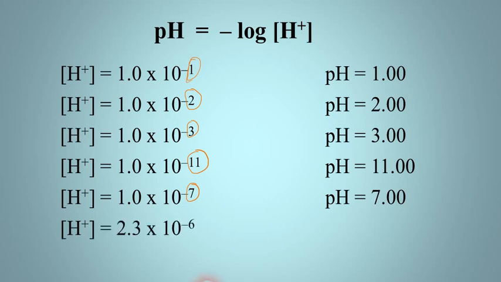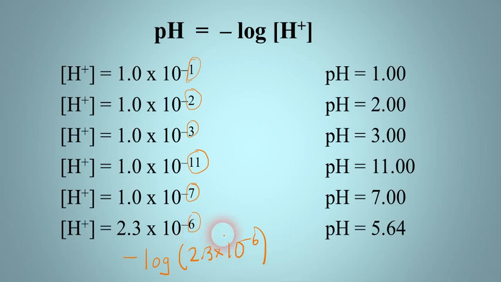If we have an H plus that is 2.3 times 10 to the negative 6th, well, we can estimate that the pH is going to be somewhere around 6, but we want to be more precise than that. So on your calculator, you would type in negative log of 2.3 times 10 to the negative 6th, or e to the negative 6, however your calculator reads that, and you should get an answer of 5.64. So yeah, our estimate was pretty close. It was around 6, but we like to be as precise as we can.